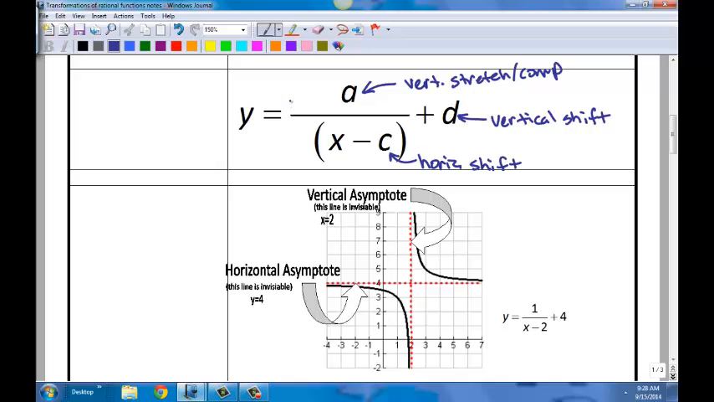The sign out front does the same thing as it did on all the rest of our functions. It's going to reflect it across the x-axis if it's negative. Okay, it's going to reflect it if it's negative. That just means turn it over the x-axis.